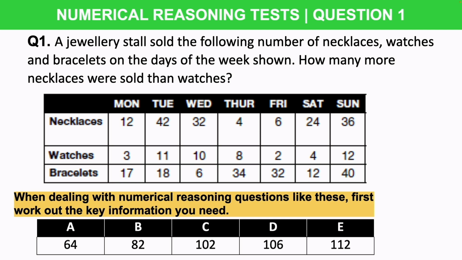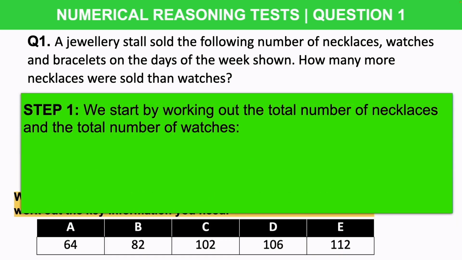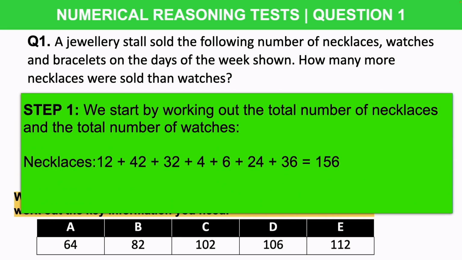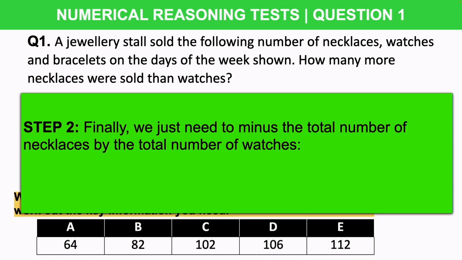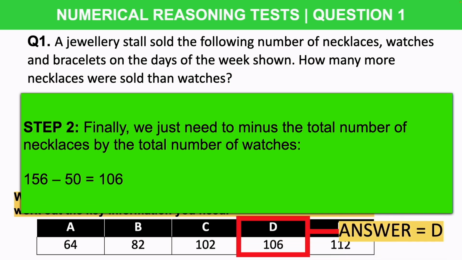So there's two steps to working this out. Step number 1, we start by working out the total number of necklaces and the total number of watches. So to do that, we simply need to add that all together. So the total number of necklaces sold is 156 and the total number of watches sold is 50. Therefore, finally, we just need to minus the total number of watches from the total number of necklaces. So 156 minus 50 gives us a total of 106. So the correct answer is D, 106. So that was a really basic question type.